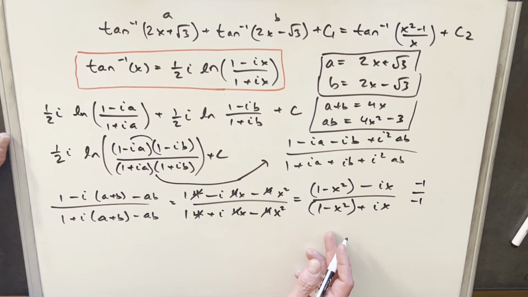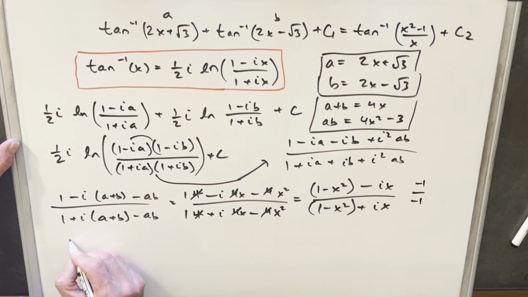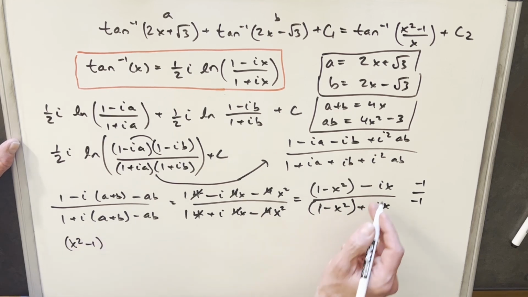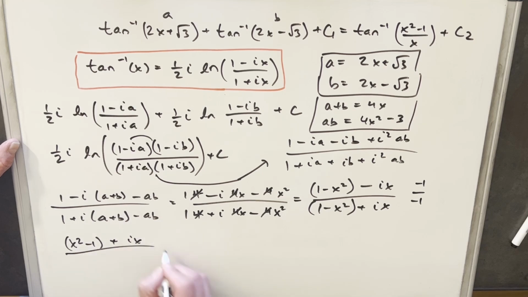It's just going to make it a little simpler for me to explain. So when I do that, we're going to have x squared minus 1. We'll change the sign up here, and then basically the same thing in the denominator. This becomes a minus ix.